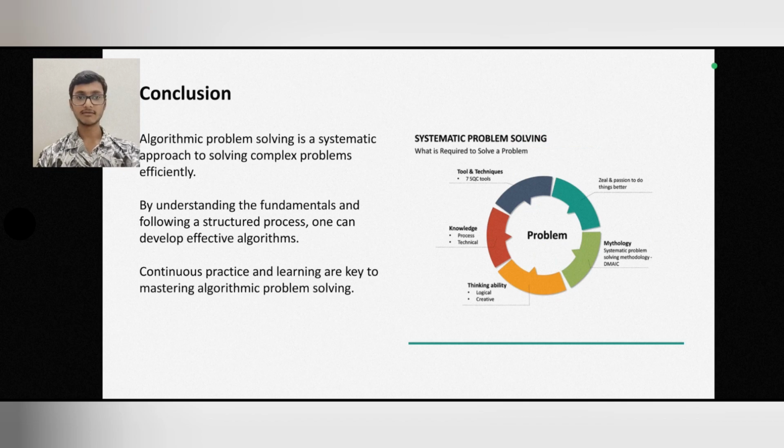Conclusion. Finally, algorithmic problem solving is a systematic approach to solving complex problems efficiently. By understanding the fundamentals and following a structured process, one can develop effective algorithms. Continuous practice and learning are key to mastering algorithmic problem solving. These are the basic fundamentals of the algorithmic approach.